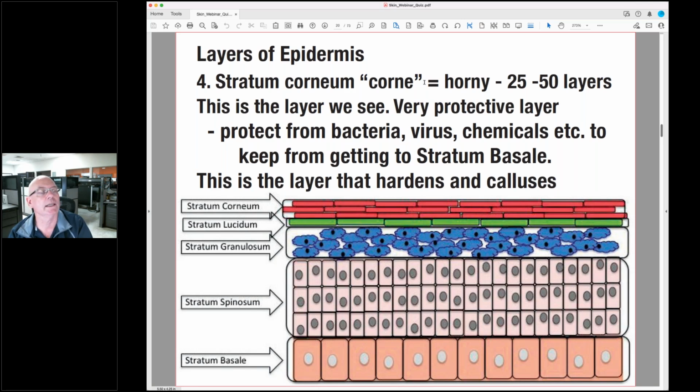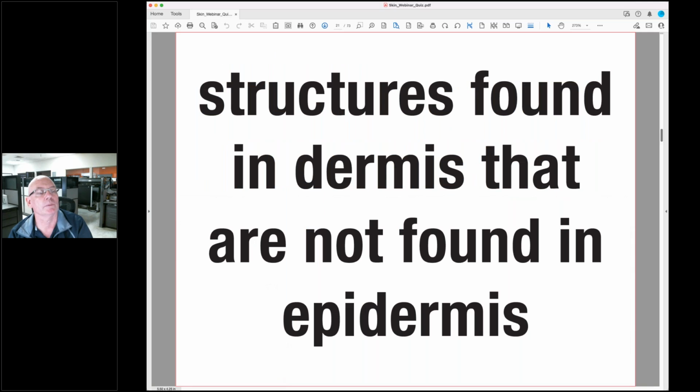So that is the epidermis. Now let's talk about the dermis. What are structures found in the dermis that are not found in the epidermis? Go ahead and list some things that are in the dermis that are not in the epidermis. Good, Jaden, that's one thing. I'm going to start listing them, and let's see if we can get a bunch. The first thing was nerves.